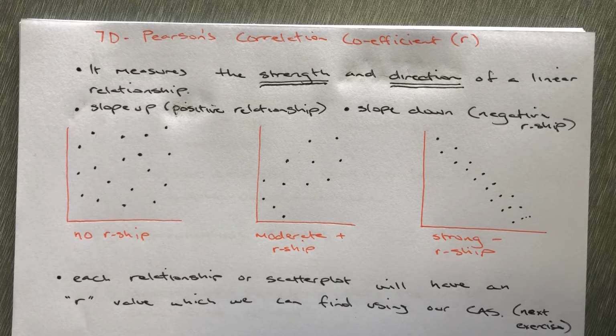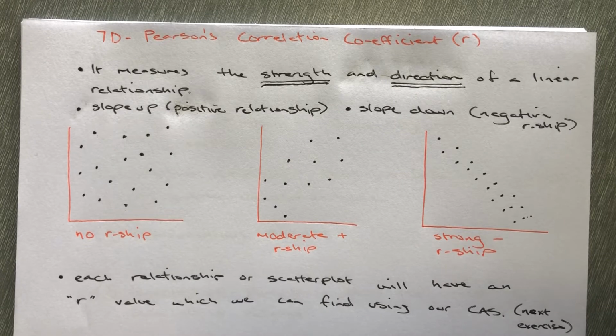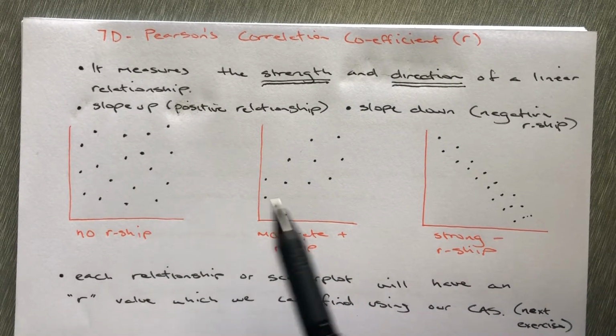Hey guys, so far you've been working on chapter 7, which is about bivariate data. We're going to focus on 7D today, but the sort of stuff that you should know already are scatter plots. So here's a few examples just here.